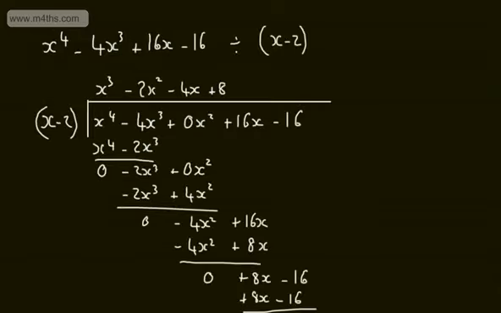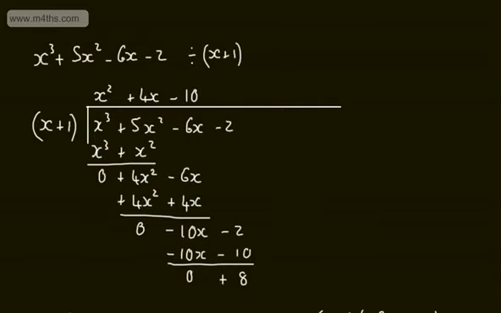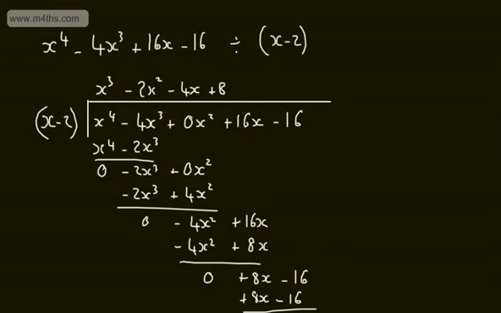What I'm going to say is the following. If we have now, and I'll write it here, x cubed, and then we're going to have now plus 5x squared minus 6x, and then minus 2, and we're going to divide this now by x plus 1. So let's go ahead, just check that I've got that right. Minus 6x minus 2, and that is the same.